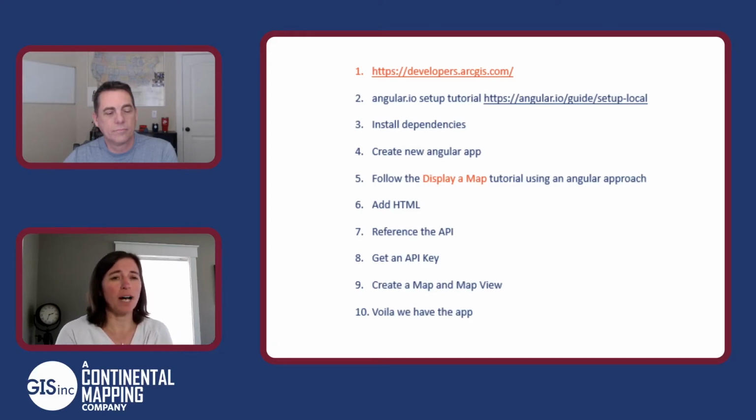We're going to then follow loosely one of the tutorials on the developer's site at ArcGIS and follow some of the steps in that tutorial to add HTML, reference the API, get an API key, create a map and map view, and we're going to do it all in an Angular approach, differently from what we'll see in the tutorial on the developer site. But at the end, voila, we will be cooking with gas. Okay, so let's start off by going to the developers.arcgis.com site.